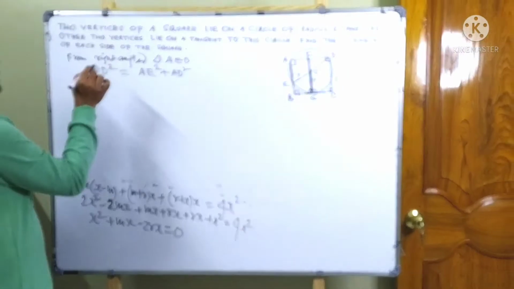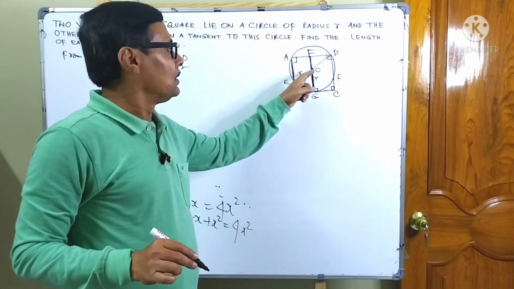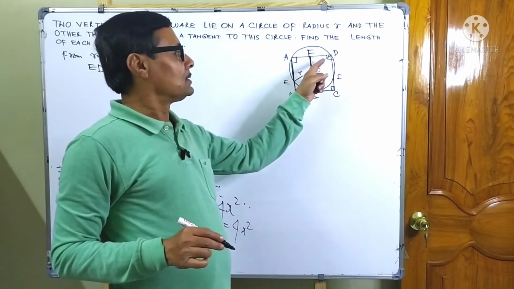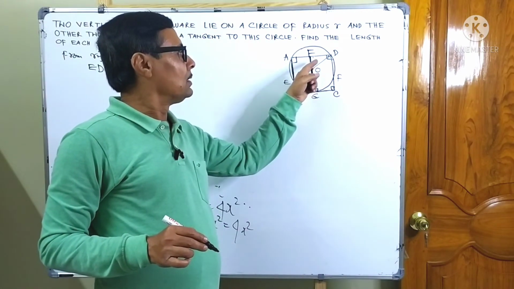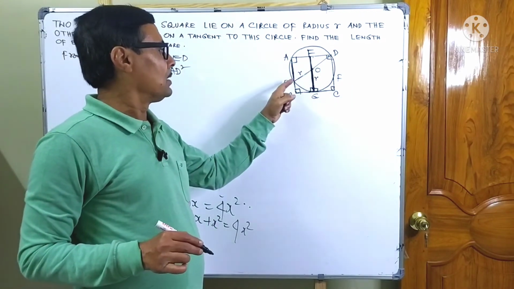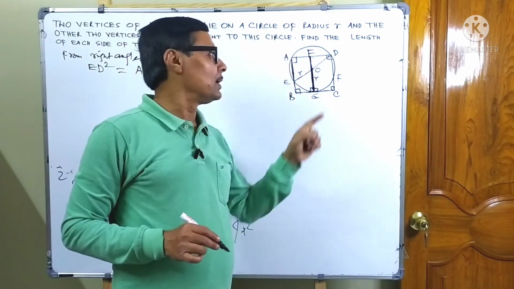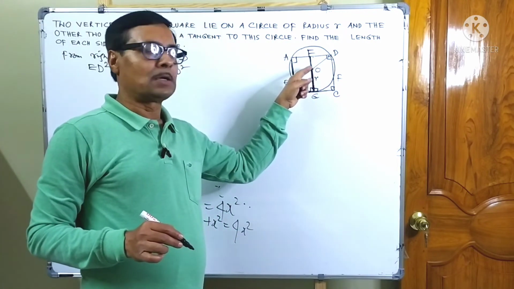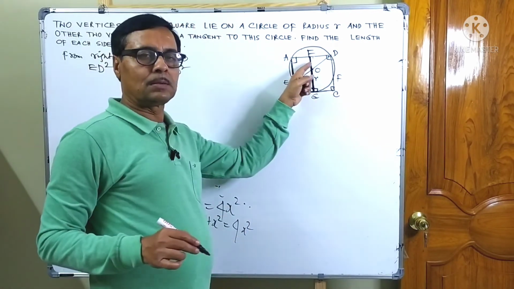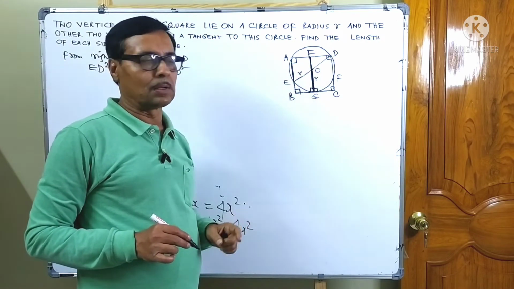Now, ED is the diameter of this circle, because ED is a line passing through the center of this circle, and its two extremities, E and D, lie on this circle. So, this line is called a diameter of this circle.